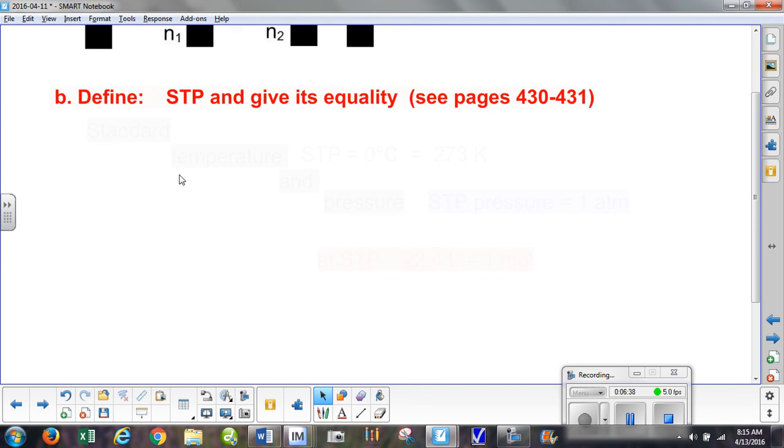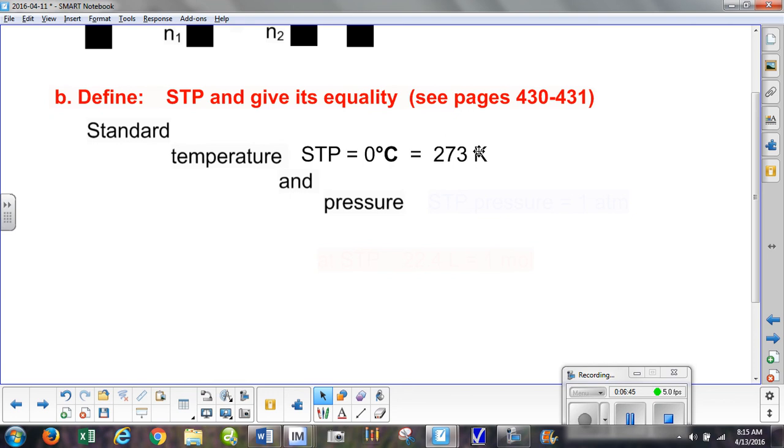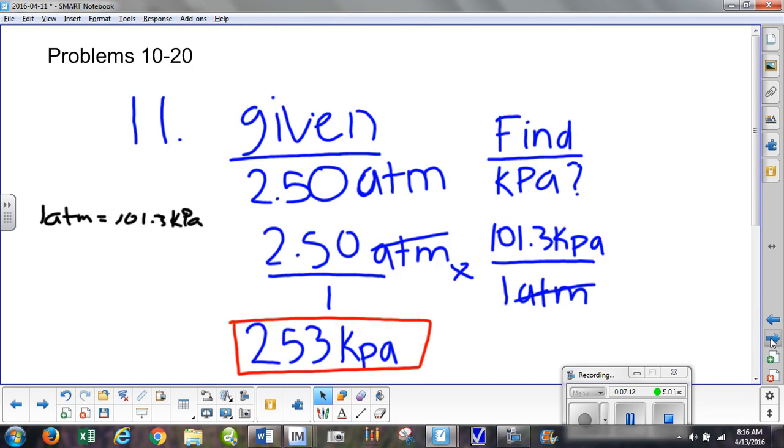What does that thing give you? First of all, it's standard temperature and pressure. And what is the temperature? It's 273 Kelvin or 0 centigrade, and the pressure is the STP pressure of 1 atmosphere. And the third piece of information that you get from this guy is right here. At STP, only at STP, 22.4 liters is equal to 1 mole. Very, very helpful information to solve problems.